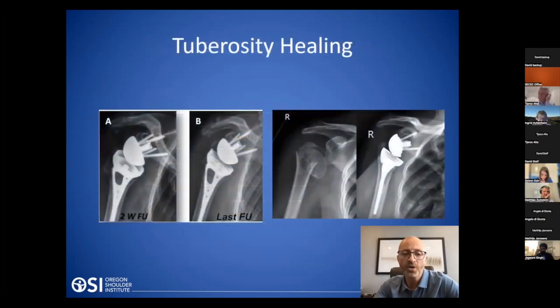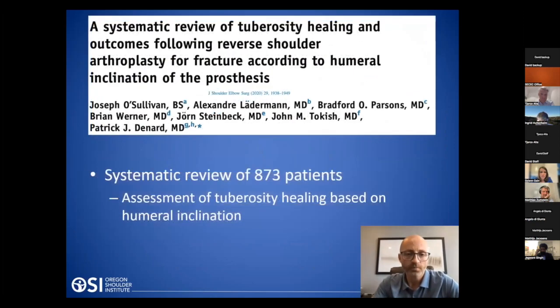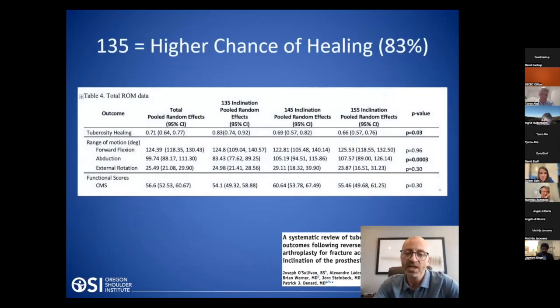We know that tuberosity healing improves functional outcomes. This has been shown in several studies as well as systematic reviews, as we have seen here. We looked at tuberosity healing according to humeral neck shaft angle in a systematic review of 873 patients. In this series, we found that healing was highest when we had a 135 prosthesis. It was 83%, and you can see much lower, only 66%, with a 155.